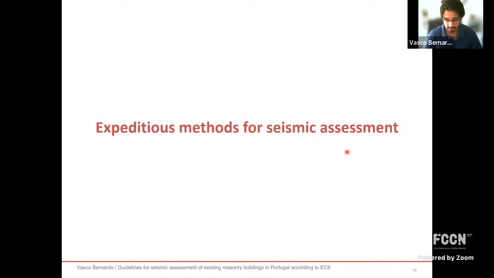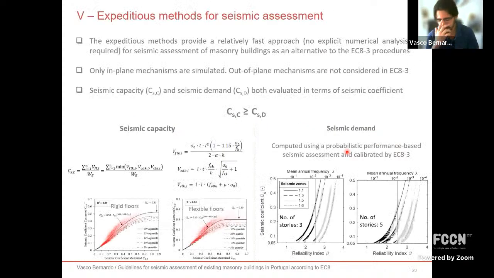Just a brief introduction concerning the expeditious methods for seismic assessment. The expeditious methods provide a fast approach for the seismic assessment of masonry buildings, and they can be an alternative to the reference method of the Eurocode 8 Part 3. They don't need any explicit analysis. They just need the geometry and the mechanical properties of the materials. They can only be applied for in-plane mechanisms because the out-of-plane mechanisms, as I mentioned before, are not included in the current version of the Eurocode Part 3.